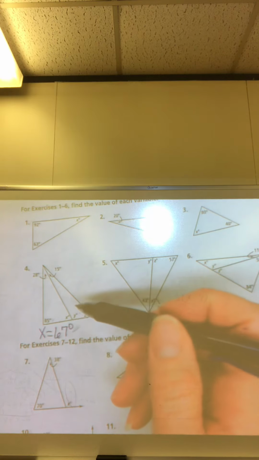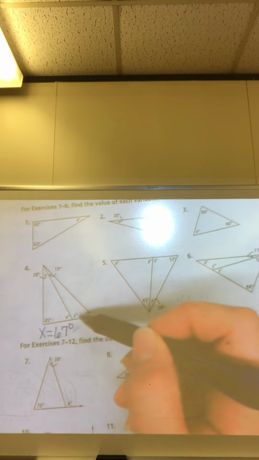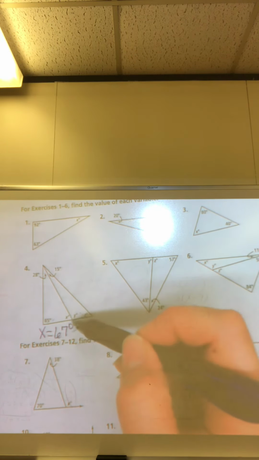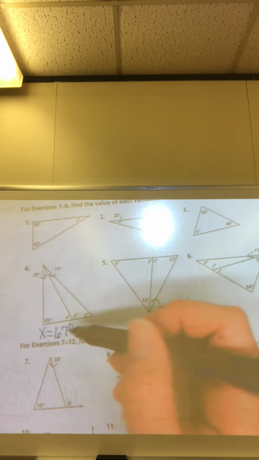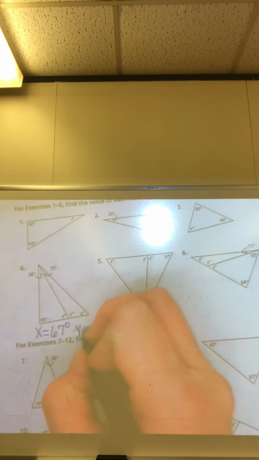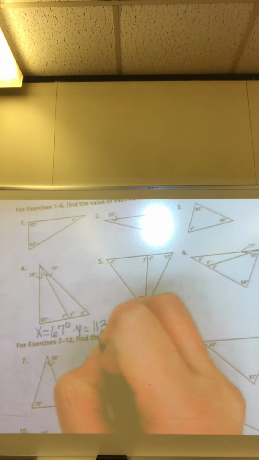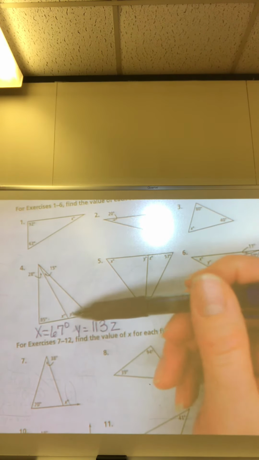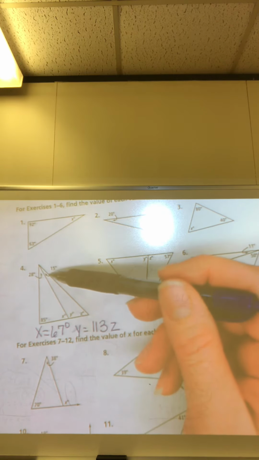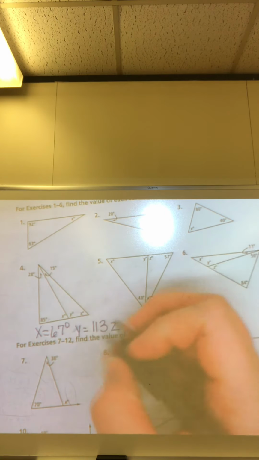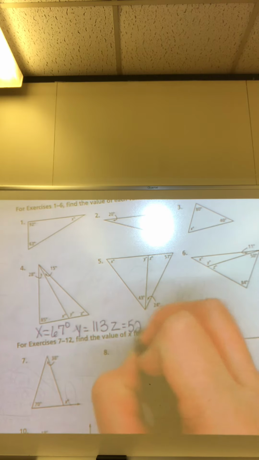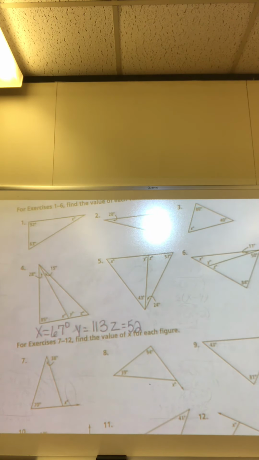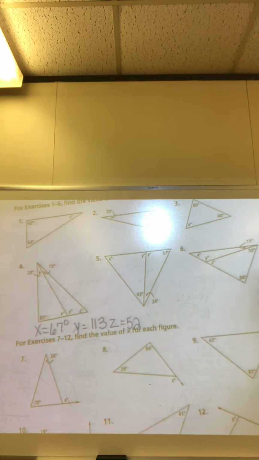Now, x and y equal 180. It's a half circle or a straight angle, however you want to think about it. So 180 minus 67 means y equals 113. For z, take 180 minus the y, which was 113, and minus the 15 that's given there, and we find out that z equals 52. Now, that should help you with 5 and 6.